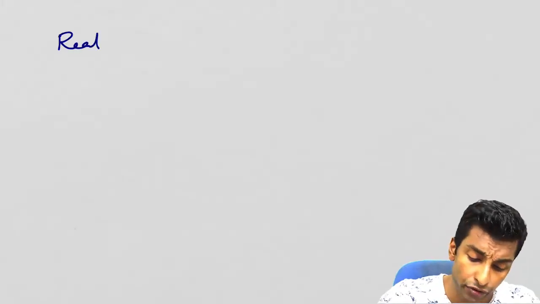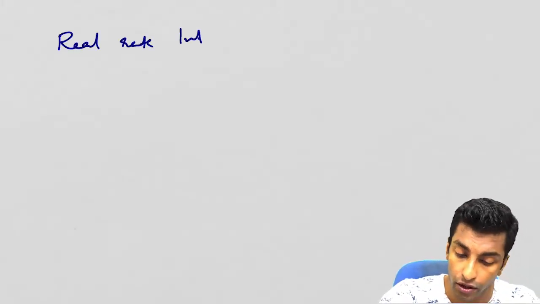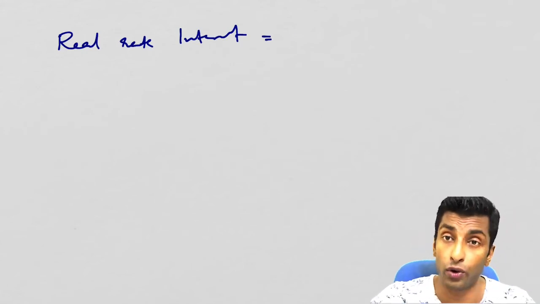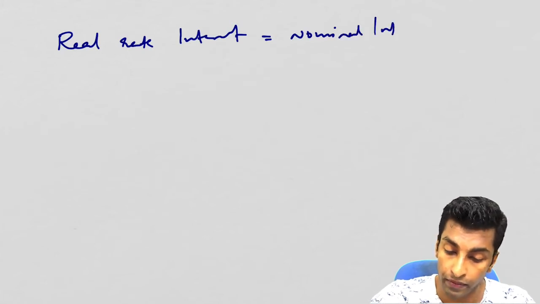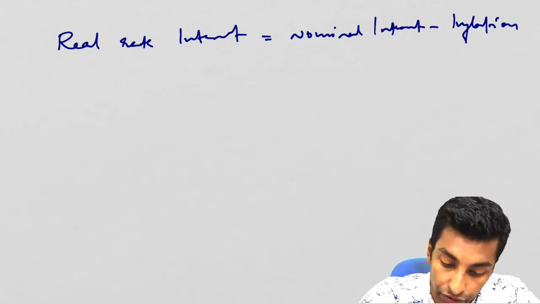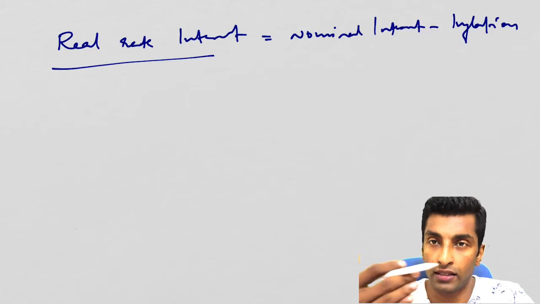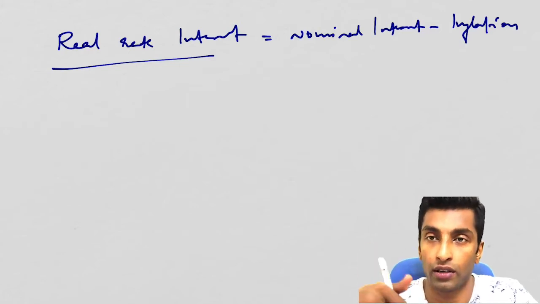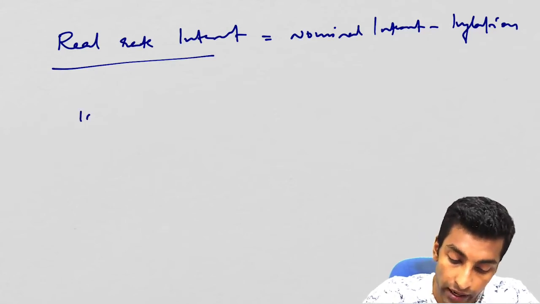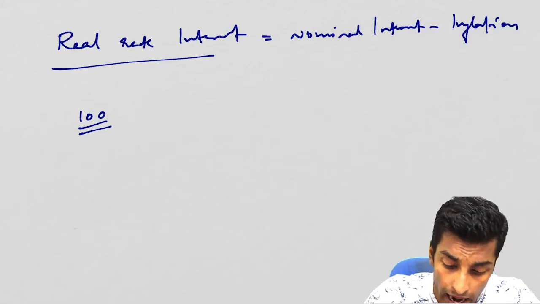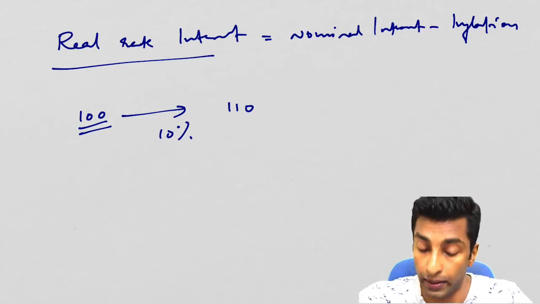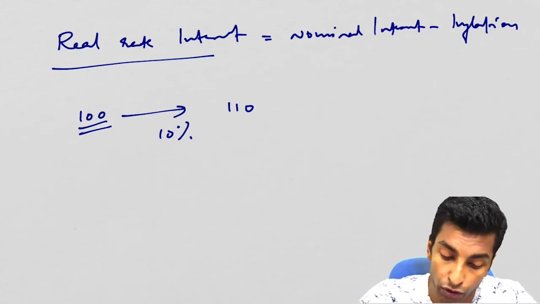So what is that real rate of interest? Real rate of interest is actually the nominal interest rate, that is the interest that you're getting or paying, minus inflation. That means the interest that is prevailing, minus the impact of inflation. For example, let's say you are lending 100 rupees to someone at an interest rate of, let's say, 10%. How much are you supposed to get? 110 is what you are supposed to get. Now imagine there is an inflation also of 10%.